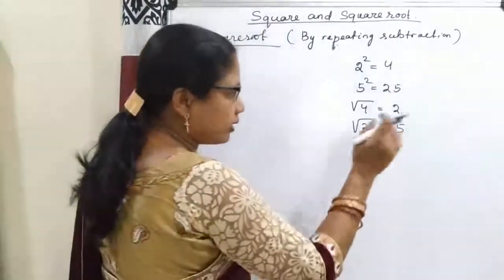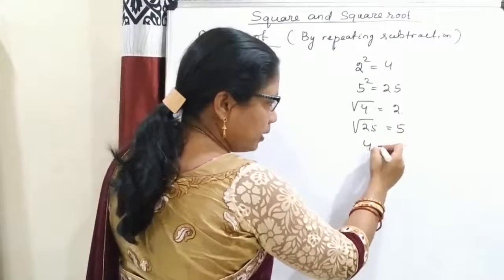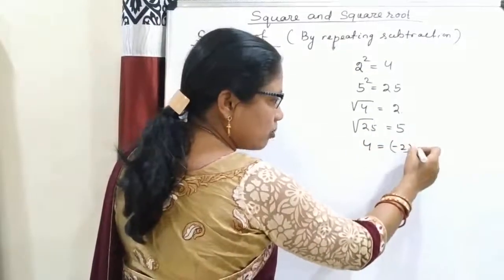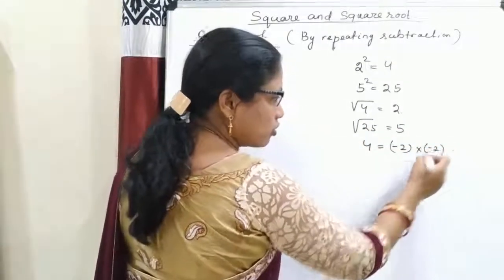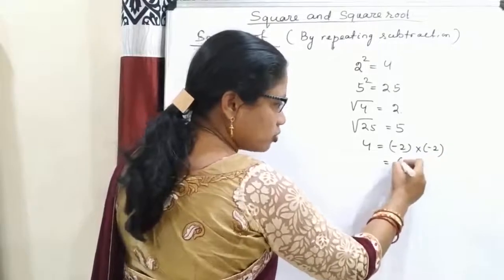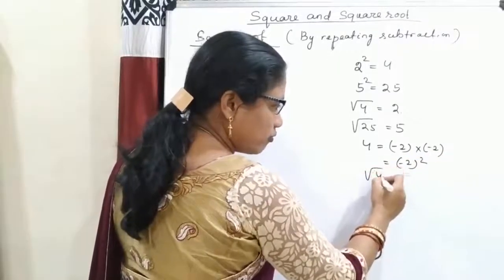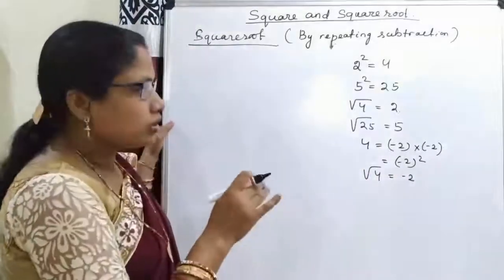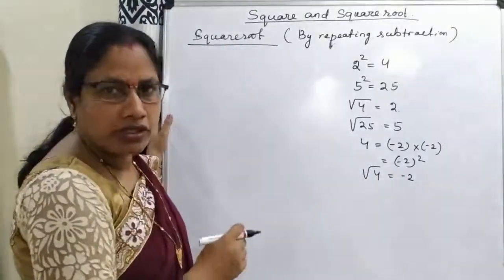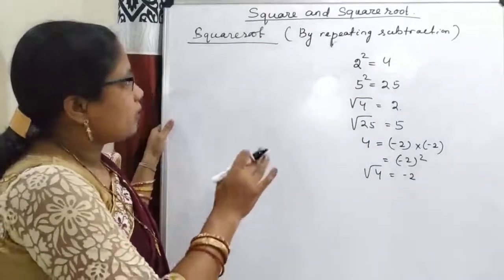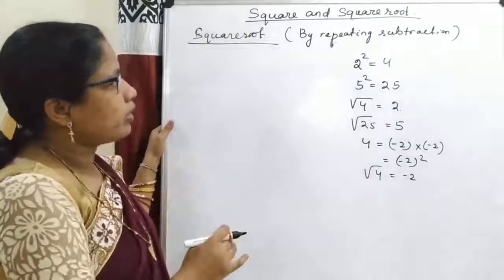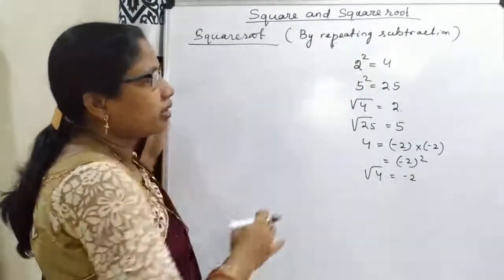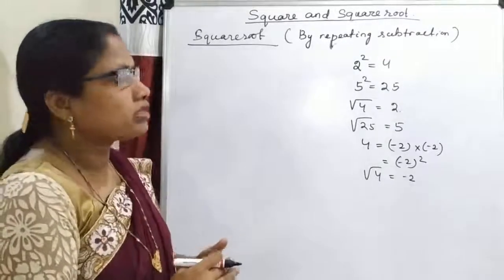You can say that 4 can be written as minus 2 multiplied by minus 2 also. So this can be minus 2 square, or the square root of 4 may be minus 2. But in this chapter we shall discuss only positive integers. So first, to find the square root, there is a method known as repeating subtraction.